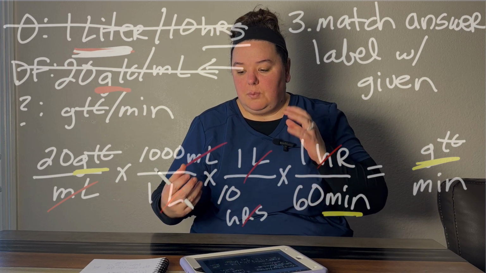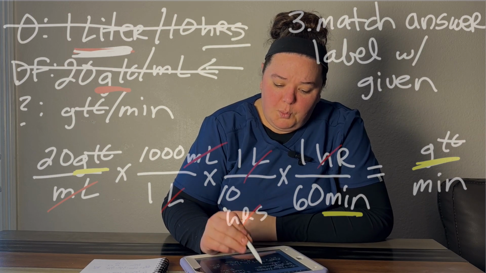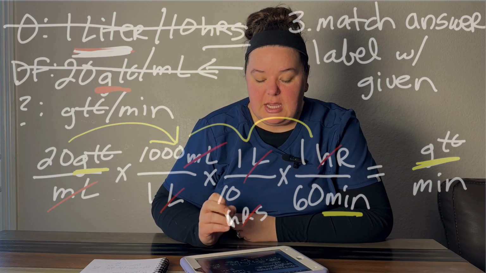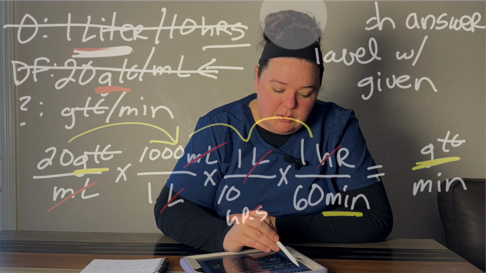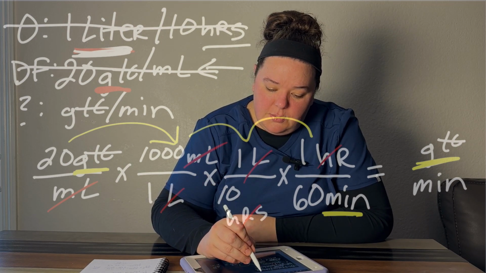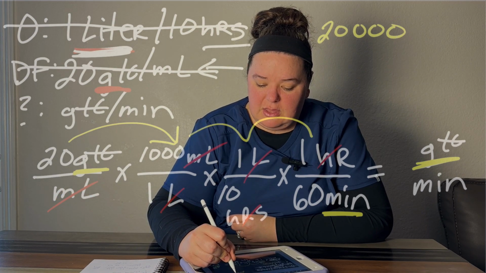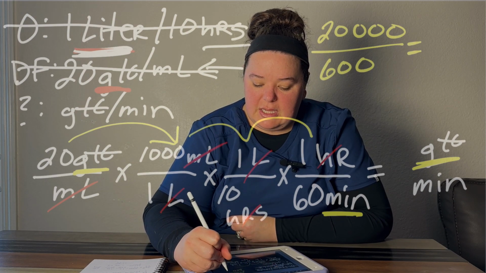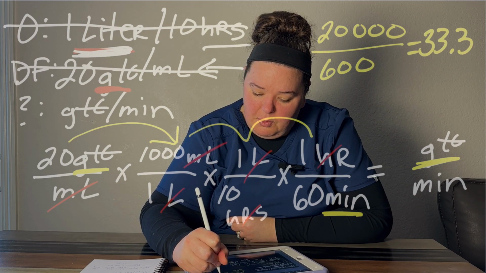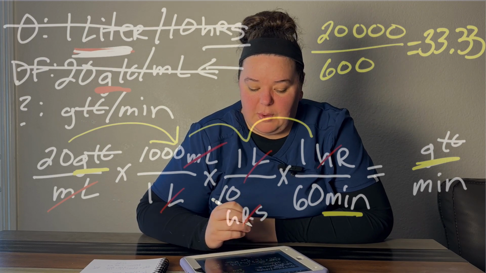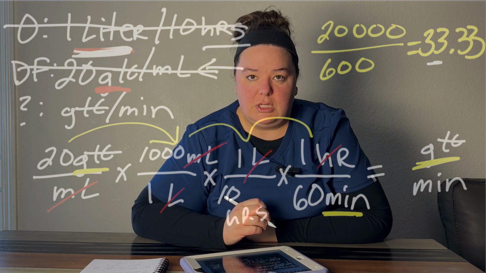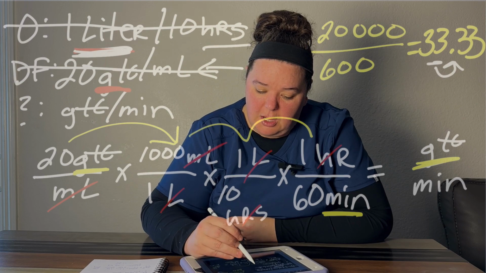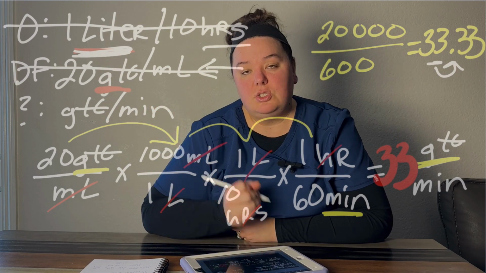So now all that's left is the arithmetic. When we do our arithmetic, we're going to go ahead and multiply everything on the top. So 20 times 1,000 times 1, which we don't really need to do, is going to give us 20,000 in the numerator. And then on the bottom, 10 times 60 is equal to 600, which is going to give us an answer of 33.33. And in this answer, we're going to round to the nearest whole number. So we're going to underline our whole number place, look to its neighbor, and it's below 5. So our final answer for this problem is going to be 33 drops per minute.